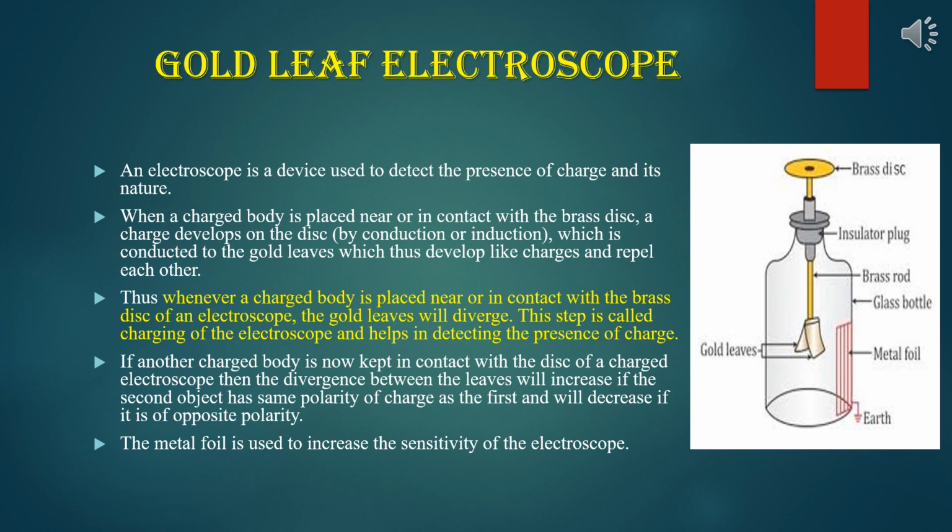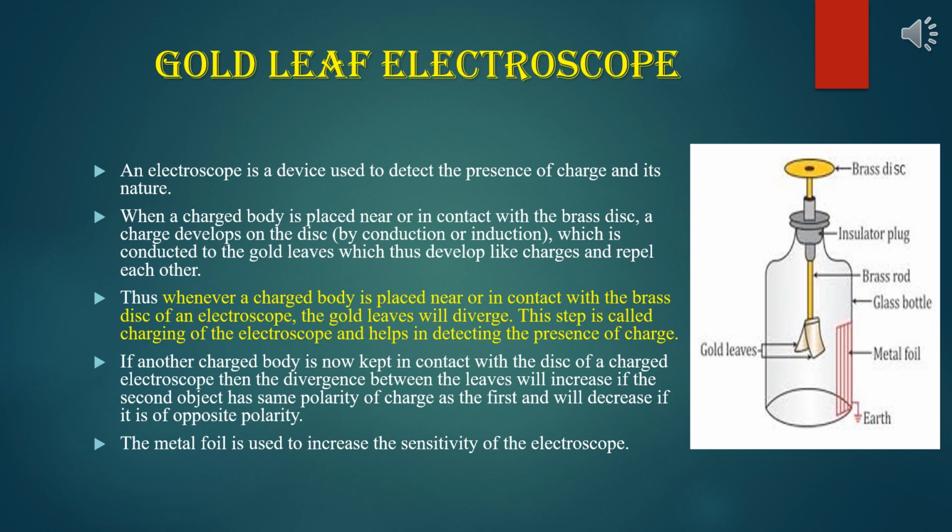Now both the gold leaves are conductors, and as they are joined together, what will happen? Both of them will acquire the same kind of charge due to conduction. Okay, that you learned in the last segment. So as they have like charges, now what will happen? We have learned already that like charges repel each other. So due to repulsion, the gold leaves will diverge.